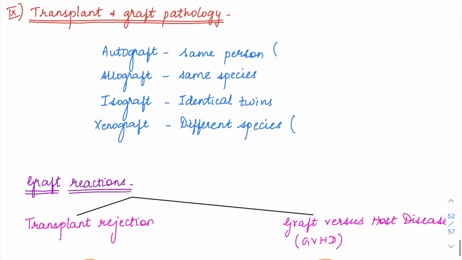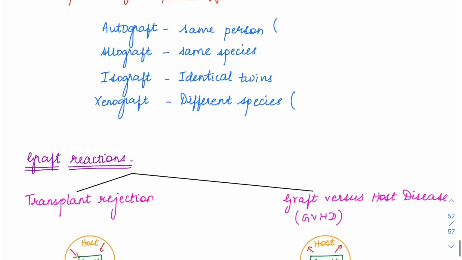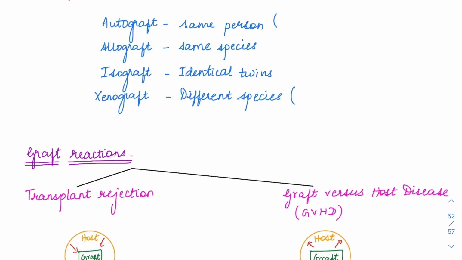Next, we'll see about the last chapter in this immunity, which is transplant and graft pathology. So, we'll see about the various terminologies used here first. So, what is an autograft?